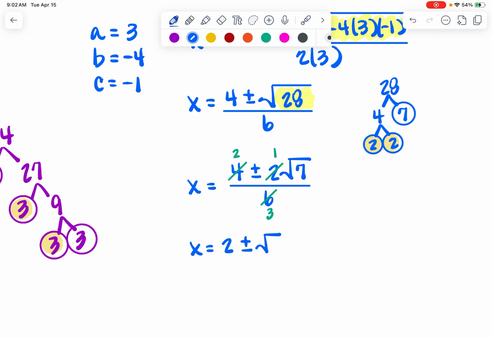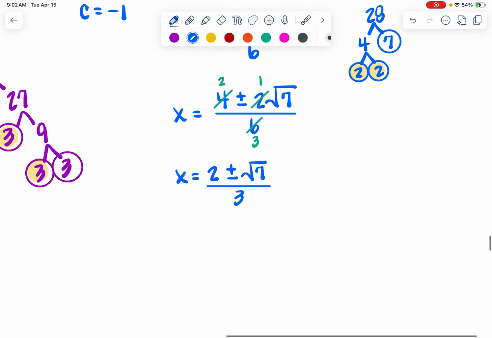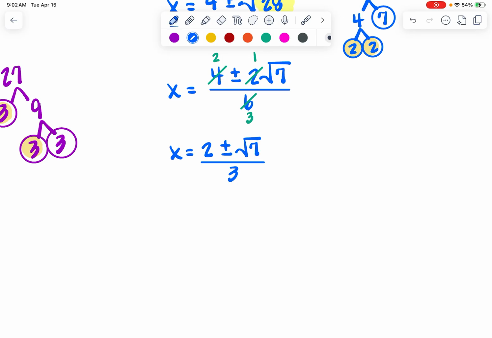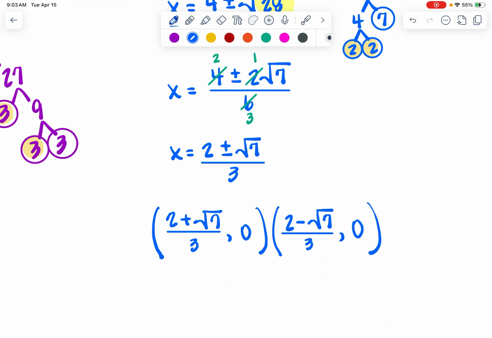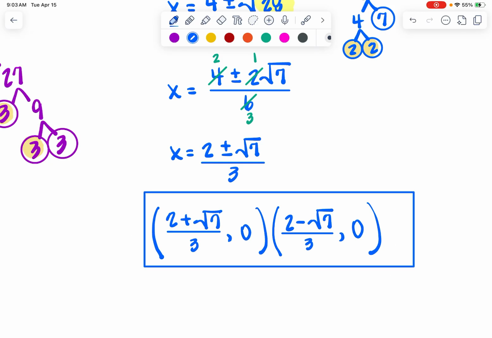So I can just write root 7. I don't need to put the 1 in front. It's understood to be there anyway. And then over 3. Right, and I know that's kind of a gross looking answer, but that's just how it works with quadratic formula if it's not factorable, right? So 2 plus root 7 divided by 3 is one of our answers, comma, and 2 minus root 7 divided by 3 is our second solution. And again, check it in Desmos. Right, you just got to type all those in.